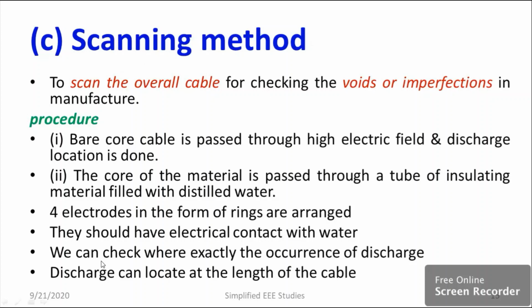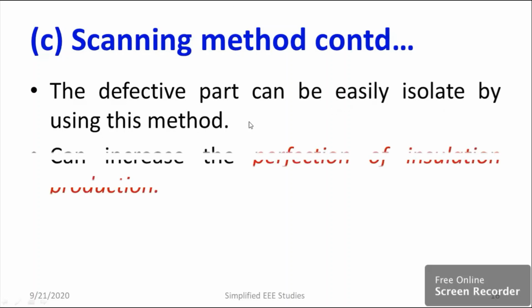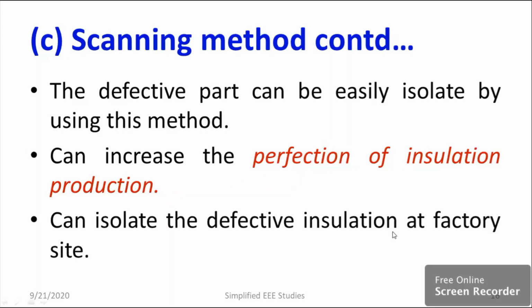By performing the scanning method, the discharge can be located along the length of the cable. That is another peculiarity. This method is one of the most popular methods to identify any partial discharge taking place inside the cable test sample. The defective part can be easily isolated by using this method. That is another advantage. Then it can increase the perfection of insulation production. Surely it can be done. And it can isolate defective insulation from the factory site. It is one of the major things which can be used for the quality assurance and quality control department in any type of industry.